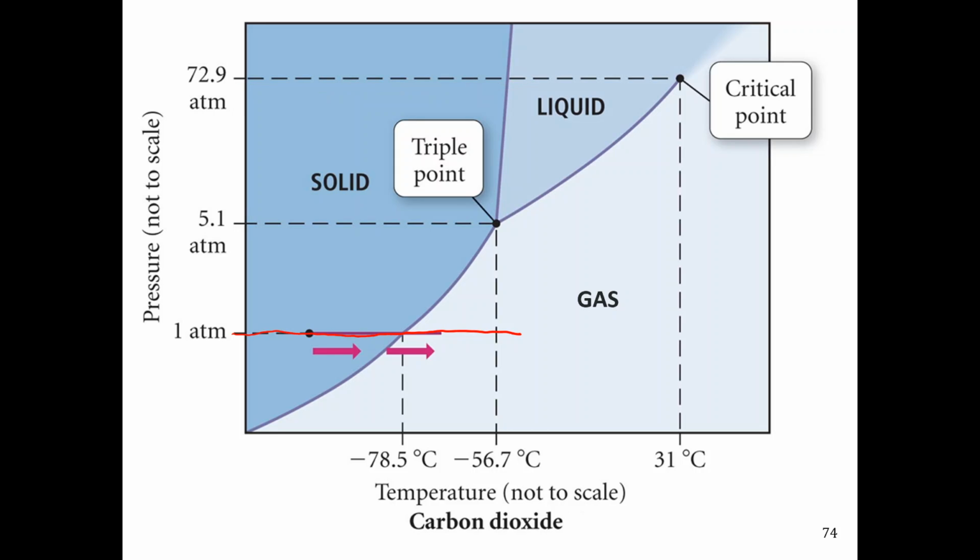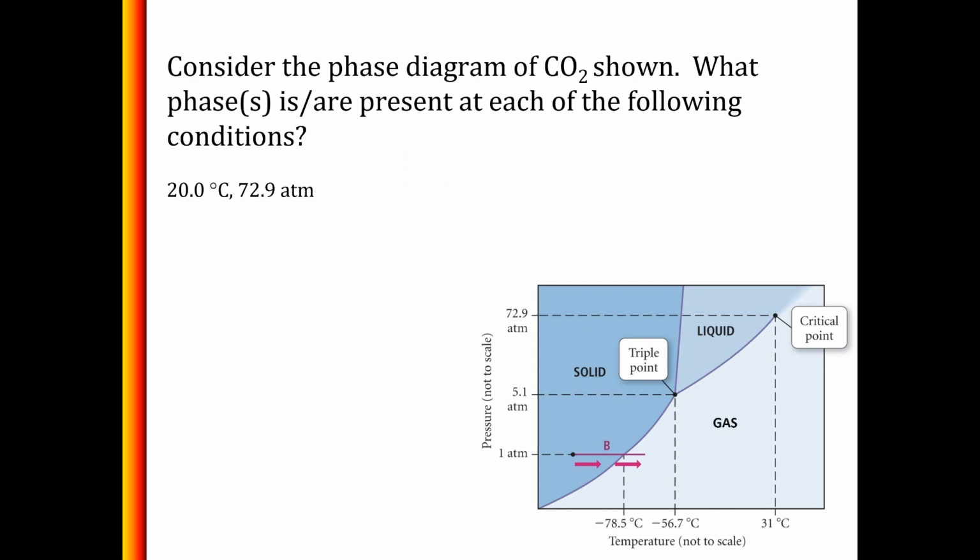Remember our supercritical fluid? What do we need? We need high temperature, high pressure. So at normal pressure, CO2 goes from being a solid into a gas rather than going from a solid to a liquid. Okay, so let's try to answer this question.